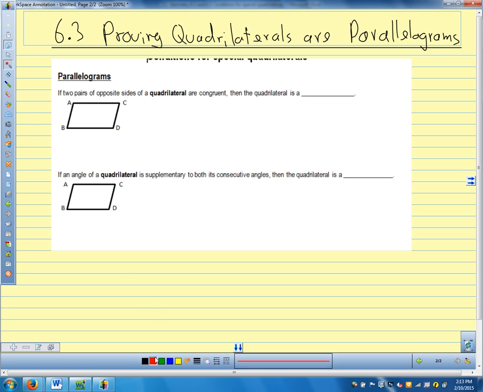So our first one tells us that if we have two pairs of opposite sides of a quadrilateral, we're starting with a quadrilateral, we don't know if it's a parallelogram. If two pairs of opposite sides are congruent, then the quadrilateral is a parallelogram. And on our picture, two pairs of opposite sides, what we're saying is those two are congruent and those two are congruent. So that's what it would look like in symbols.